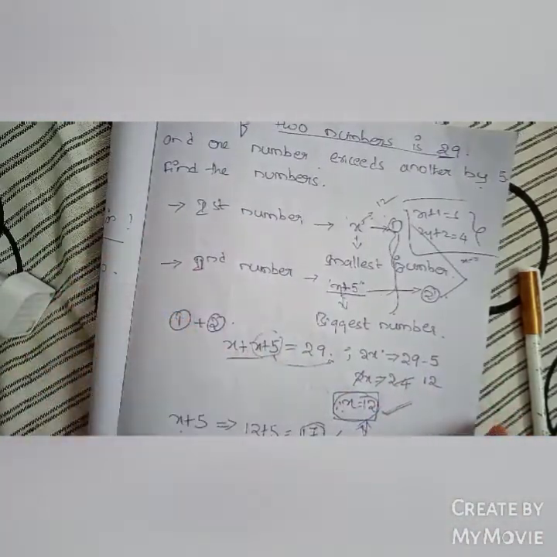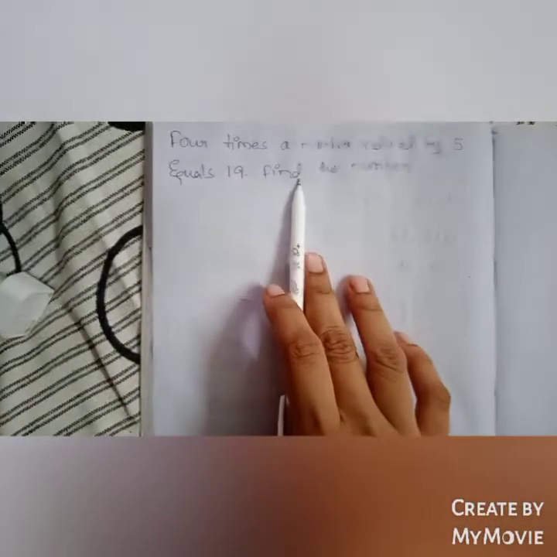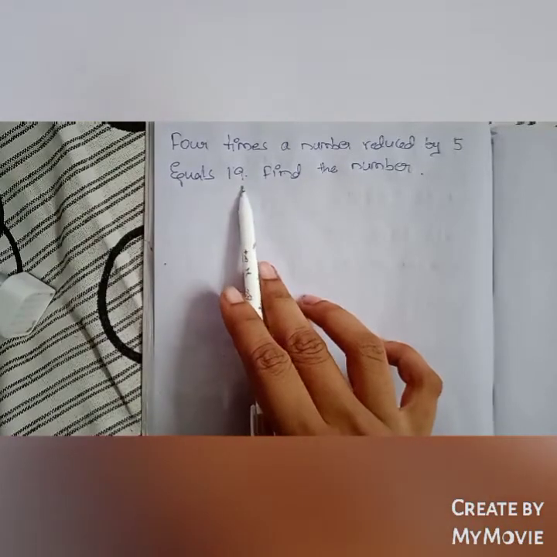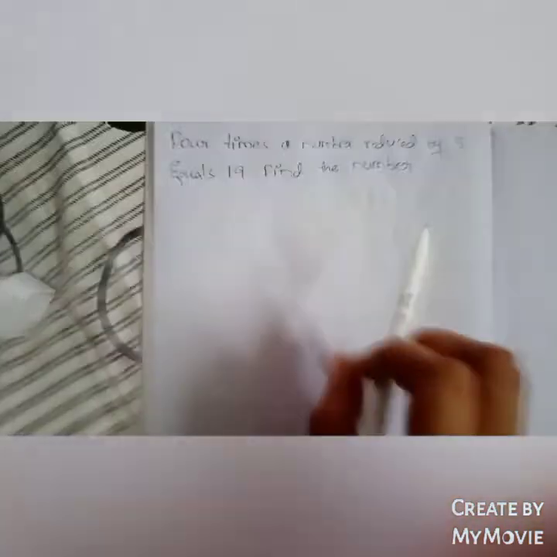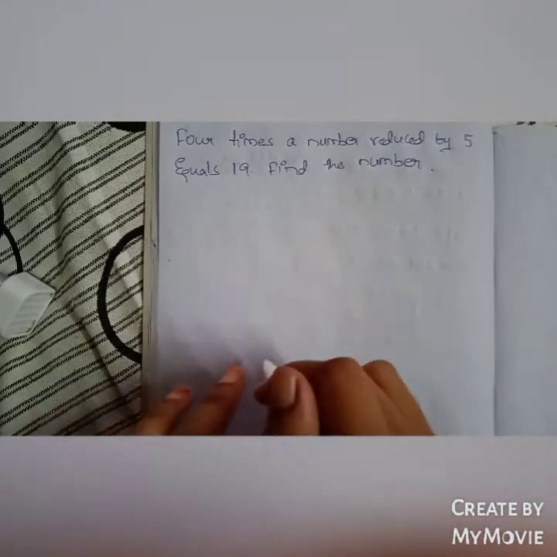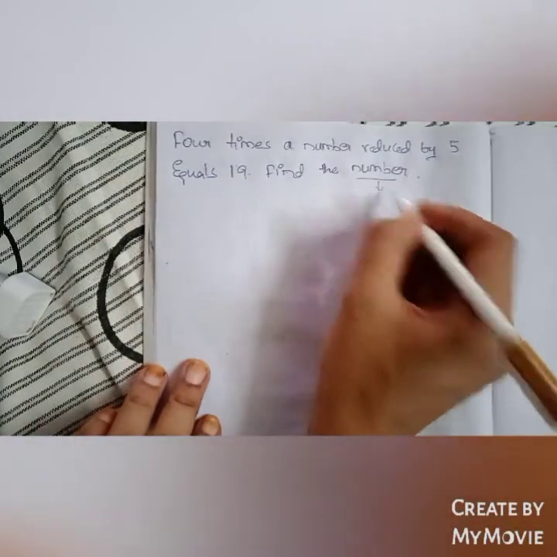So let's discuss the next problem. See, this is another puzzle. The given question is: 4 times a number reduced by 5 equals 19. Find the number. What are they saying? 4 times a number that is reduced by 5 equals 19. We need to find what the number is.